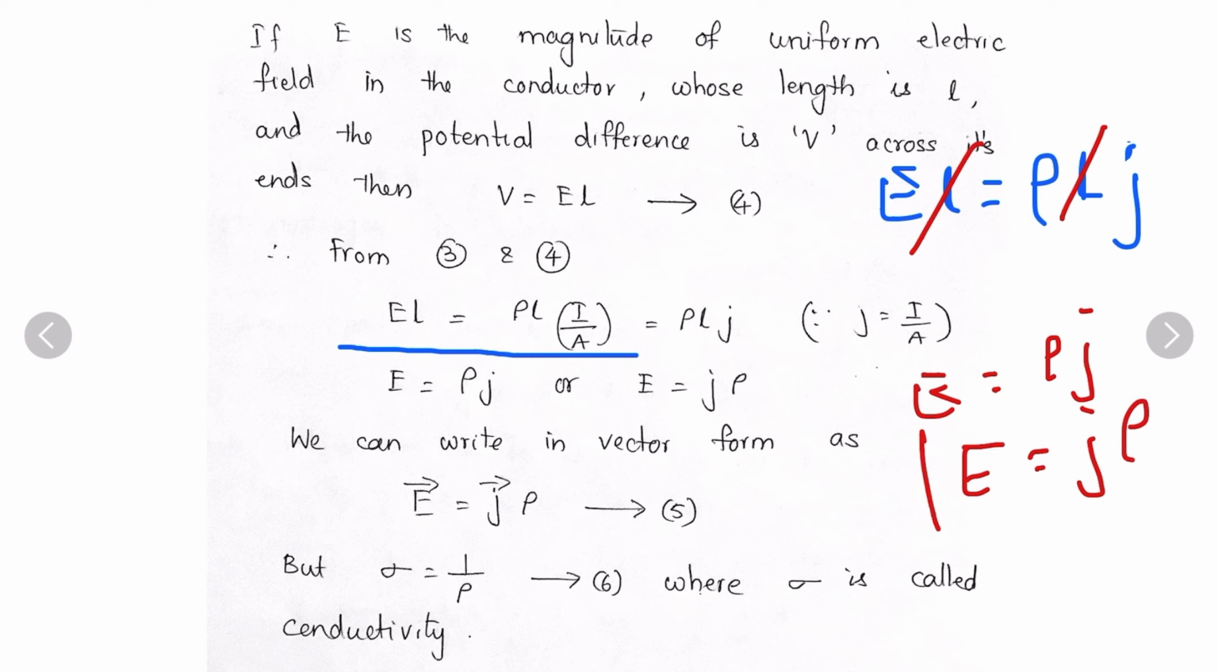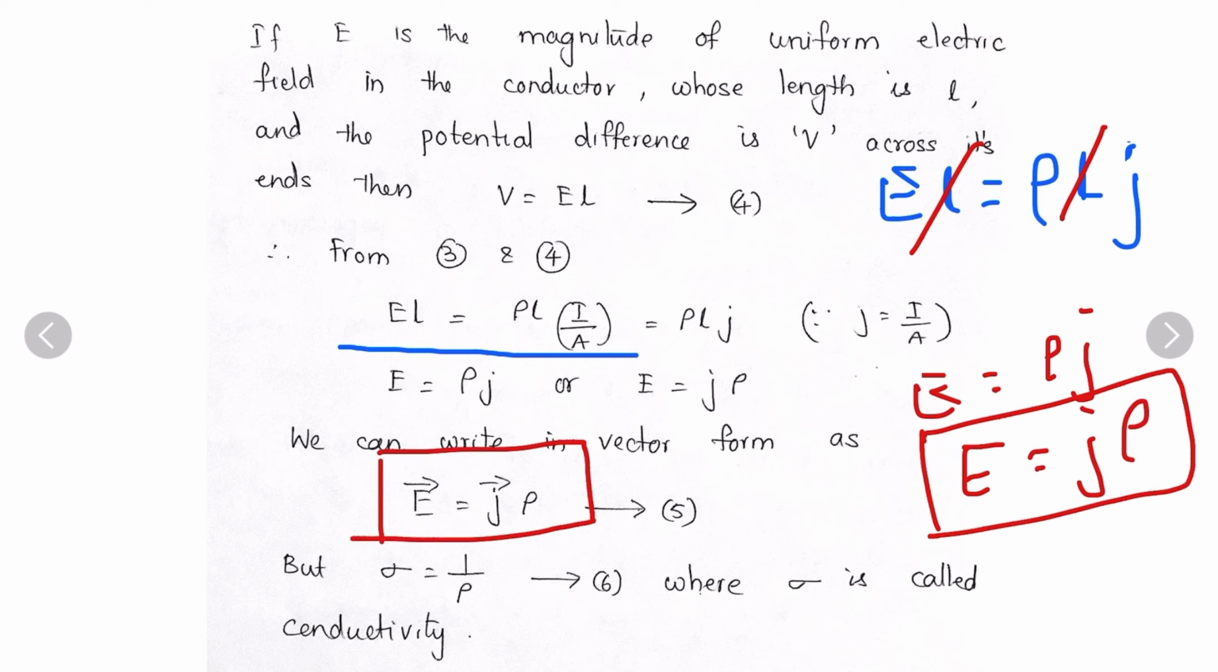So this is the relationship between current density, electric field and resistivity. Further, electric field is a vector and current density is a vector, as I told you, and we can write in the vectorial form E bar is equal to rho into J bar, equation number 5. That is E bar is equal to J bar into rho, the vectorial form of this relationship.